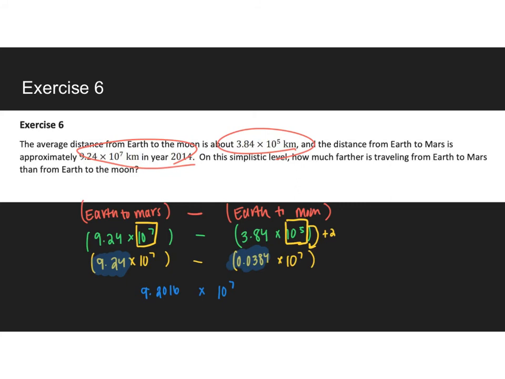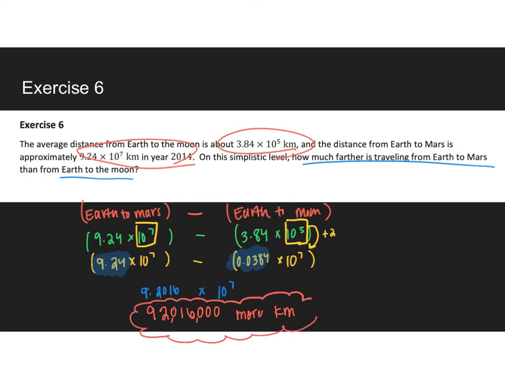Okay, now we want to actually write our number out. How much further is traveling from Earth to Mars and Earth to the Moon? We want the actual number, so we're going to move this 7 spaces. So this becomes 1, 2, 3, 4, 5, 6, 7. 92,016,000 times greater. Okay? Or more miles. Or kilometers, sorry. It's in kilometers. That's our number written out.